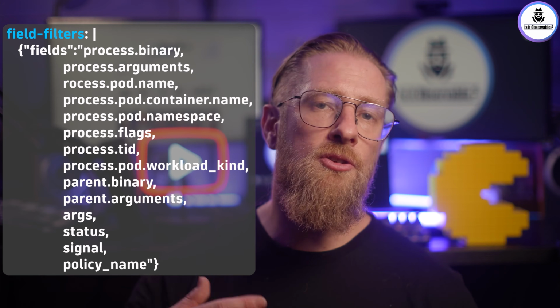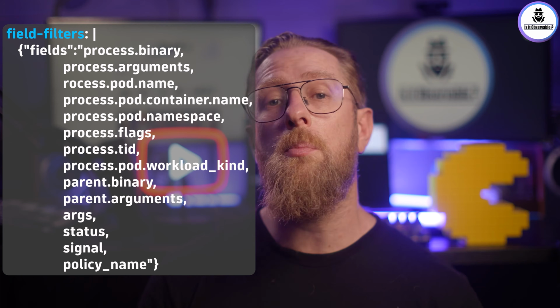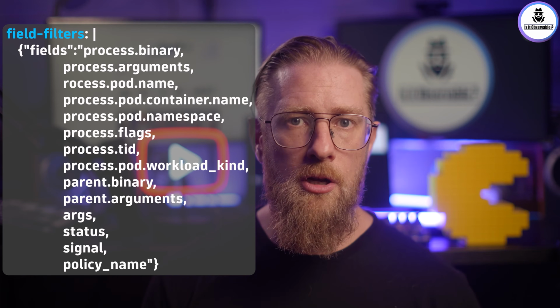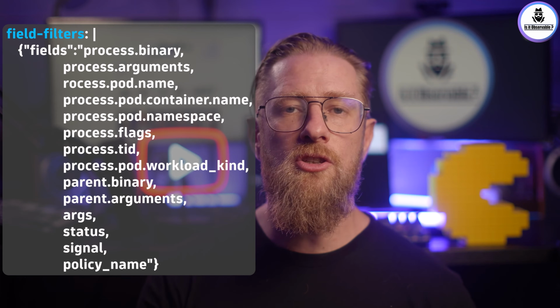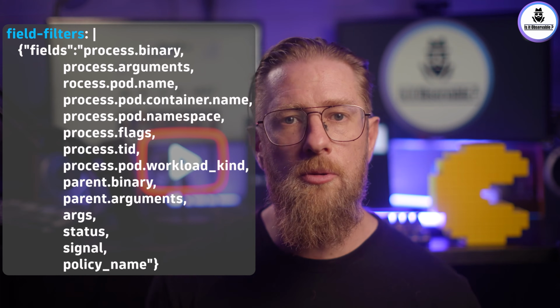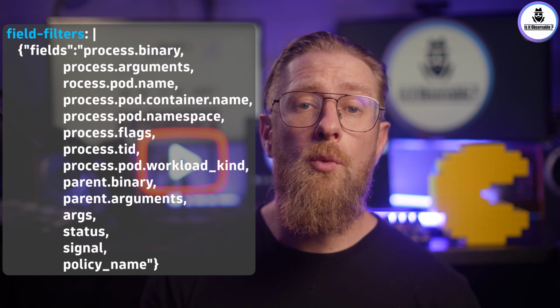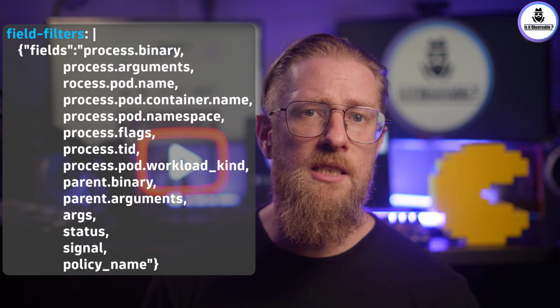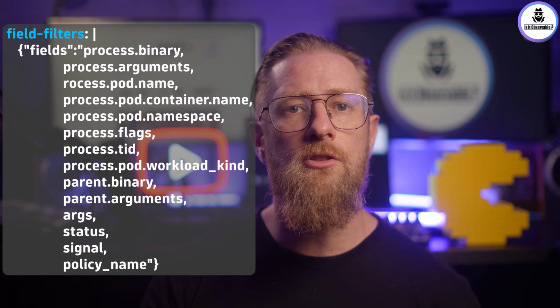And also I have reduced the number of fields that I need to export with the setting field filters. So fields, and then you list the fields that you would like to have. So process.binary. Remember, it's like a JSON object. So process.binary, process.arguments, and so on. So you can basically define what are the fields that you need. You can add the pod details of the process or the parent, and so on and so forth.